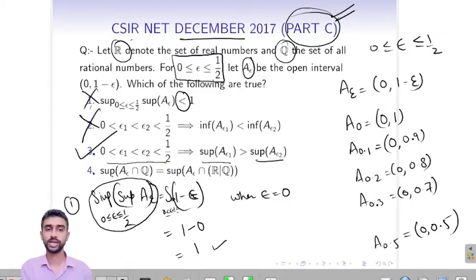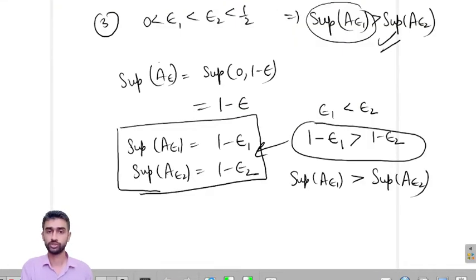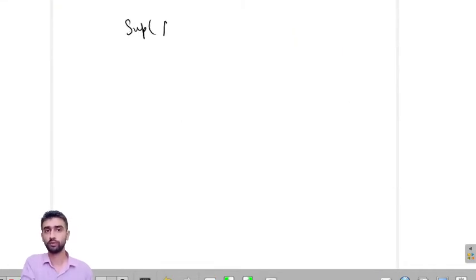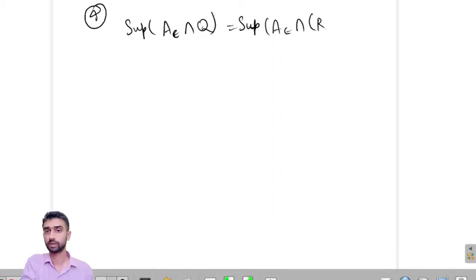What the fourth option is saying, the supremum of A epsilon intersection Q, means the rational numbers, is equal to supremum of A epsilon intersection R other than Q, means irrational numbers. So let's add one more page. It says that the supremum of A epsilon intersection Q, it should be equal to the supremum of, this is fourth option, A epsilon intersection R other than Q, means irrational. It says rational numbers and it says irrational numbers.